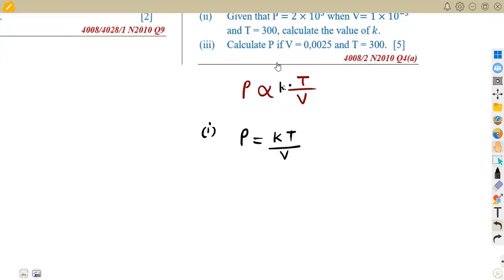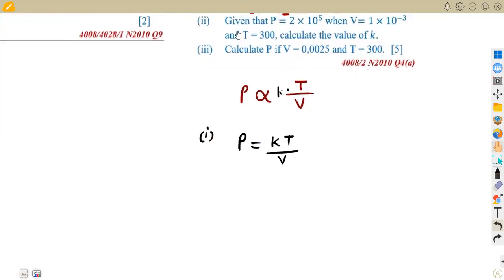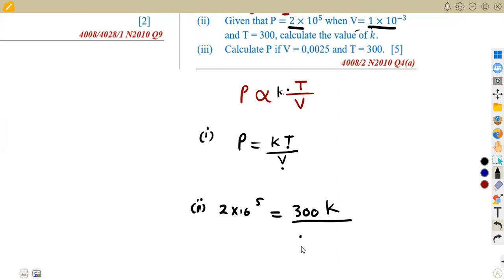Then now we are given that P is 2 times 10 to the power 5, V is this, calculate the value of K. So we can make K the subject of the formula, or we can just substitute our information direct as it is in this case, all right? So that means here, item 2, to find K, we are going to substitute P, that is 2 times 10 to the exponent of 5 is equal to T, which is 300. So it's going to be 300K over V, which is 1 times 10 to the exponent of -3.